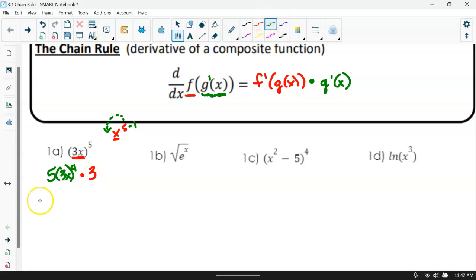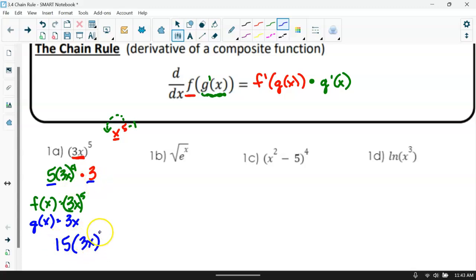So again, our f function here is the 3x to the fifth power, right? That was our f of x function. The g of x function is the inside, which is 3x, taking the derivative. Now notice we can multiply. Here we end up with 15 times 3x to the fourth power. So this is the derivative using chain rule.